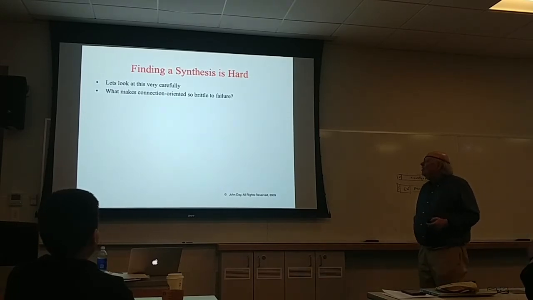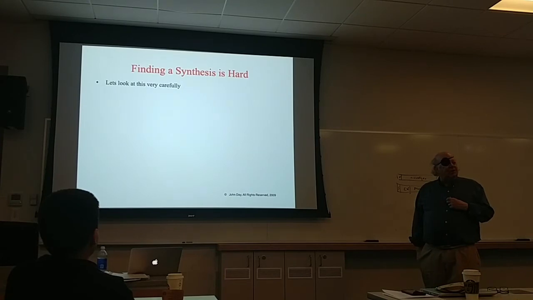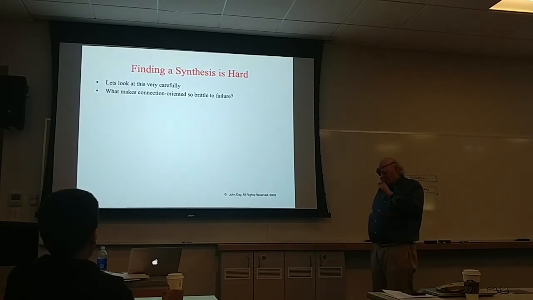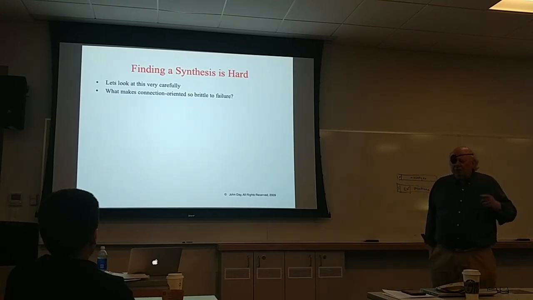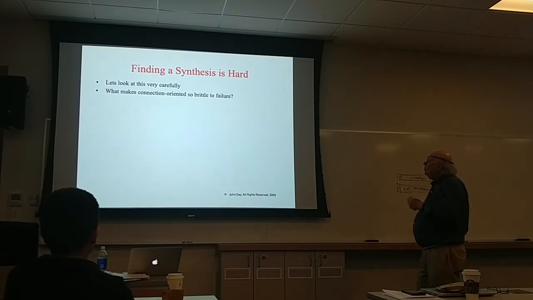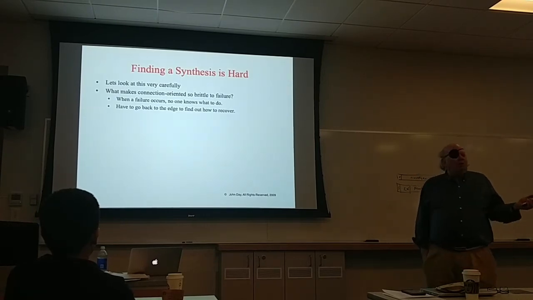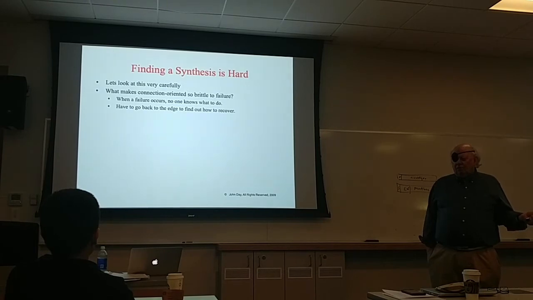So we need to find a synthesis like this for connections. Let's look at this very carefully. What makes connection-oriented so brittle after a failure? I've been working on this for a long time. I had said remote streams of shared state, but there was nothing in the middle. So I was thinking about it one more time. What makes connection-oriented so brittle? When there's a failure, nobody knows what to do. You have to go back to the beginning and start over. Well, wait a minute. That sounds like they don't have enough state information to know what to do.